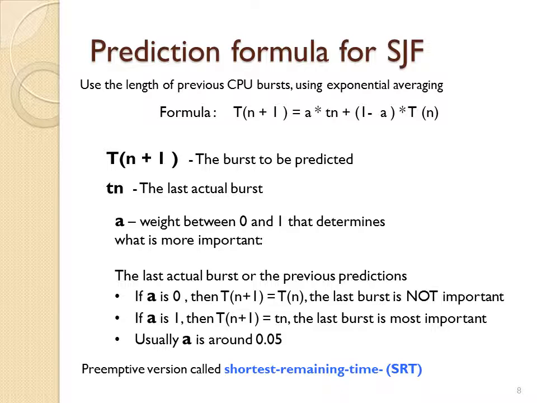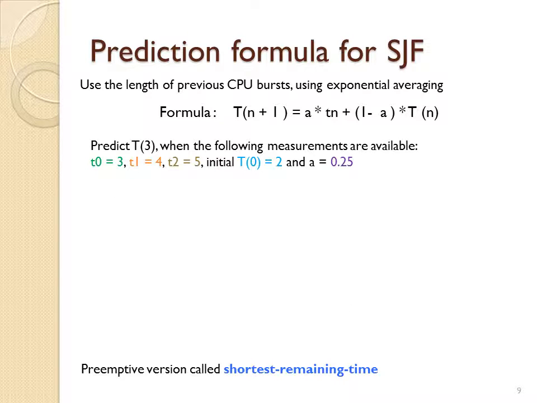And this is not just a prediction formula for shortest job first, this is an exponential averaging prediction formula that's used to predict future behavior based on past behavior. Here's an example of that. If you wanted to predict T of 3, you would have to predict T of 1, then T of 2 in order to predict T of 3. And then it just comes down to straight algebra, where you start out with the given information here, and you can algebraically plug in the information.